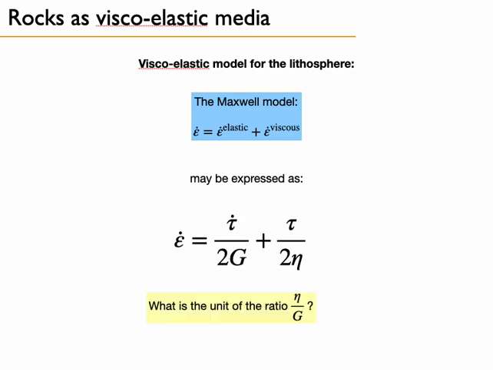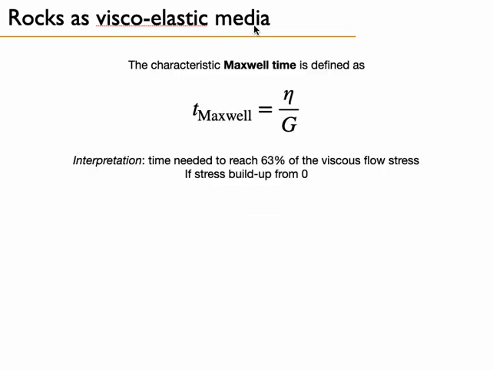So what's the unit of the ratio eta divided by G? Pascal times seconds divided by Pascal gives you unit of time. And this is the characteristic Maxwell time for a viscoelastic medium. So you have T is equal to eta divided by G. The interpretation is that it's the time needed to reach 63% of the viscous flow stress when starting a build-up from zero. But this we will see graphically. So it is a characteristic time that represents the viscoelastic stress buildup.